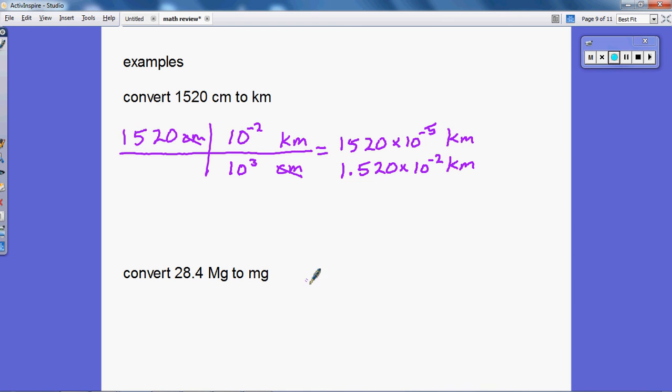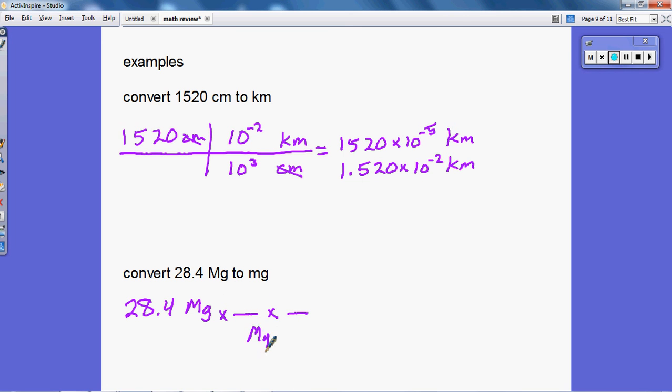28.4 megagrams to milligrams. This is again not an actual conversion you would probably ever have cause to do, but it's not the conversion that matters, it's the methodology. We have 28.4 megagrams. We're going to look at sort of a third way to write this out. Just find whatever's comfortable with you and make it work. Instead of writing out this long bar, what we're really doing is multiplying by conversion factors.